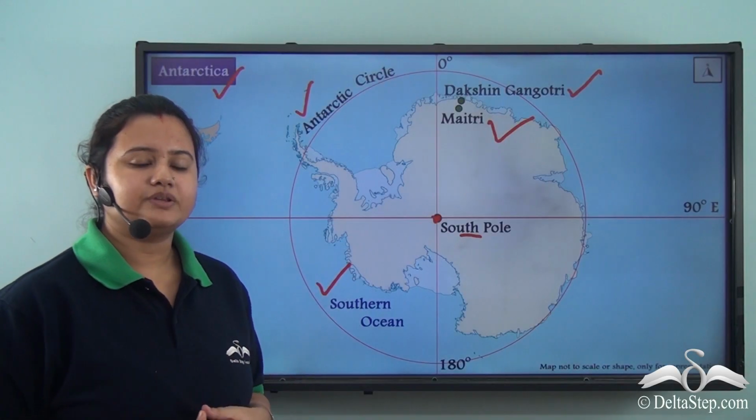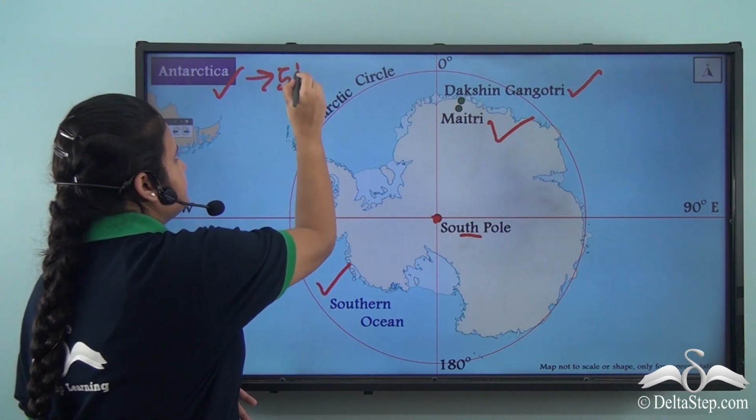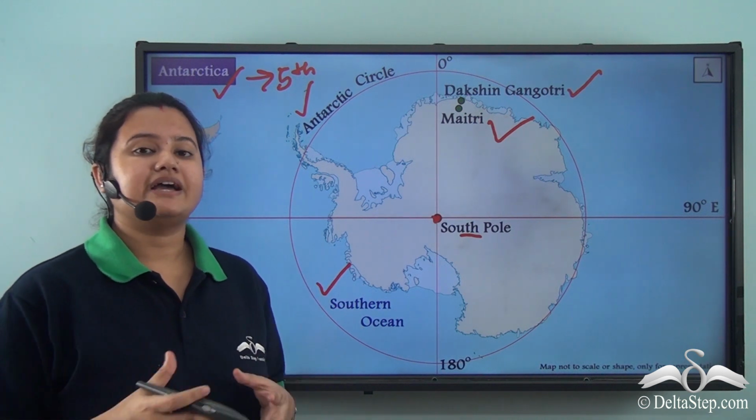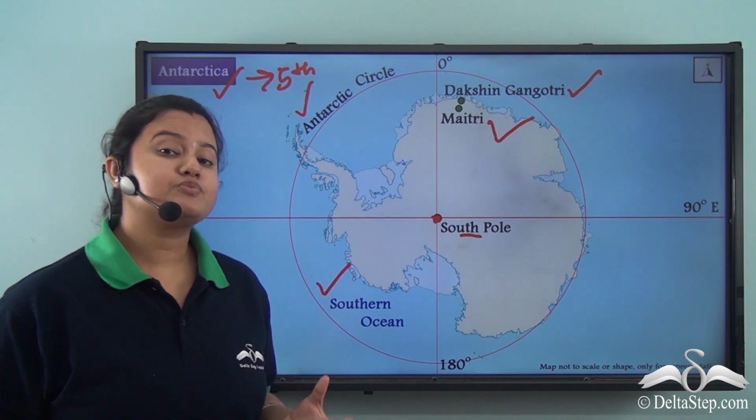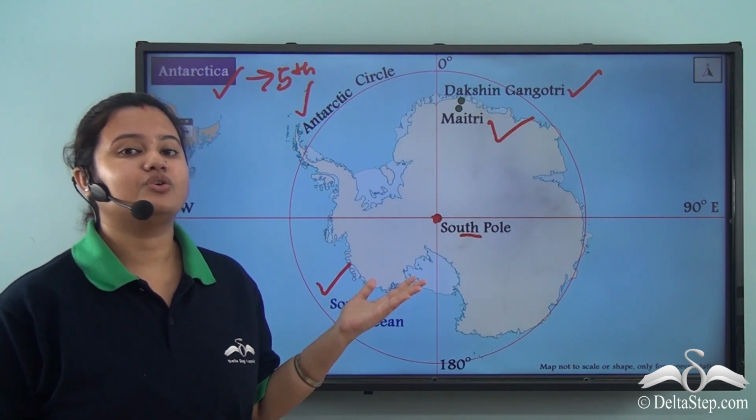Now let me tell you that Antarctica is the fifth largest continent in the world. In fact, it is double the size of Australia, which is the smallest continent in the world. So you can very well imagine how large this continent is.